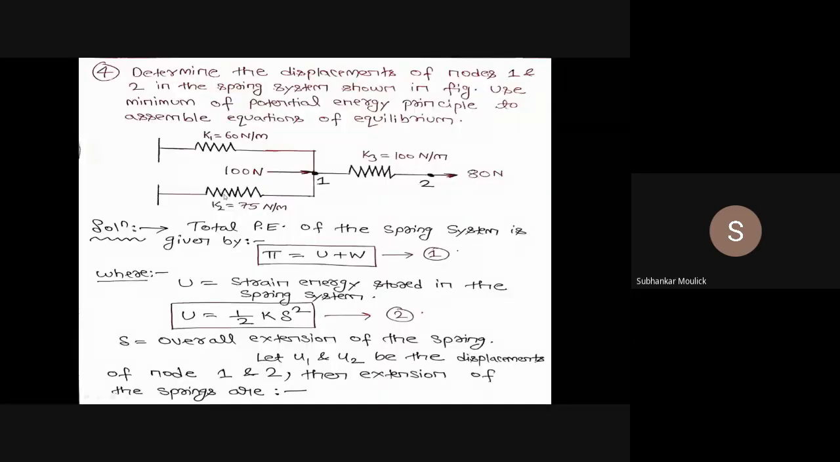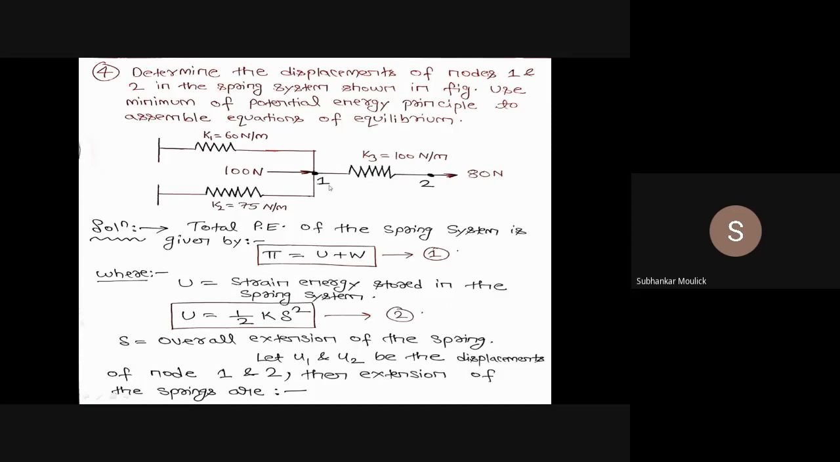Let us read the problem first. The problem is telling us to determine the displacements of node 1 and 2 in the spring system shown in the figure. Use the minimum potential energy principle to assemble the equations of equilibrium. Three springs are there in the problem, having stiffness values K1 equal to 60 Newton per meter, K2 equal to 75 Newton per meter, and K3 equal to 100 Newton per meter. This is node 1 and this is node 2.